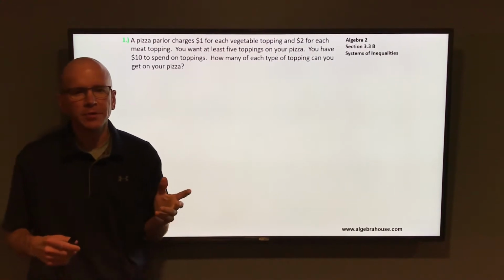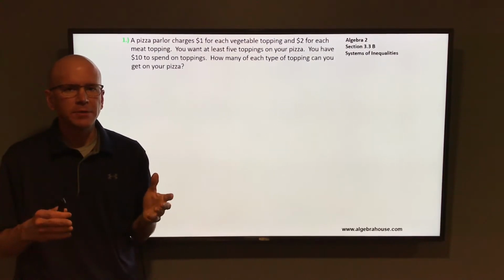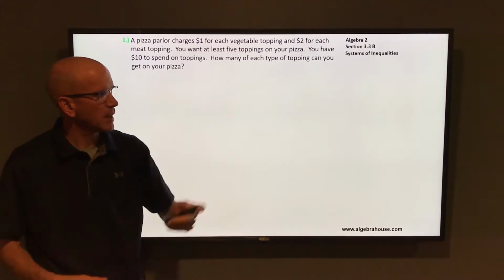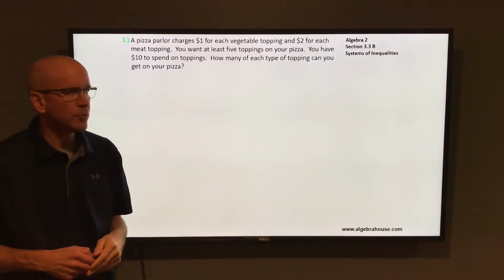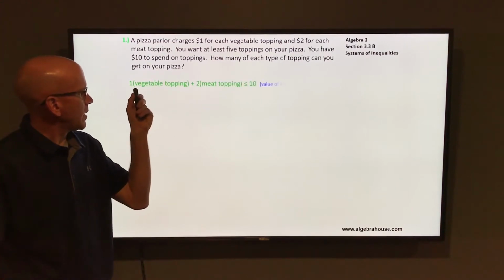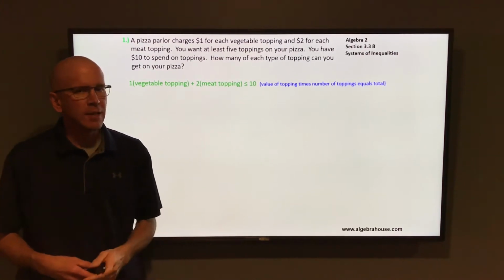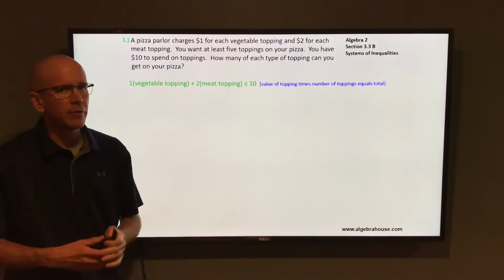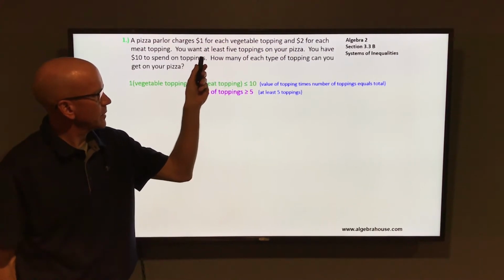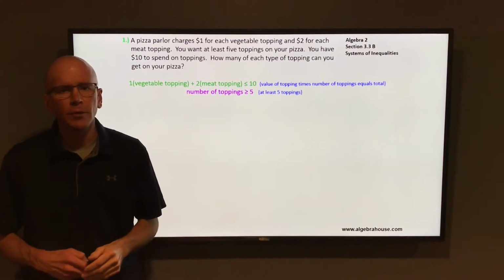So what we're going to do here is set up a system of inequalities, solve that system of inequalities, see where those two inequalities overlap, and that's going to give us the amount of toppings that you can have on your pizza given these restraints. It's $1 for vegetable topping, $2 for meat topping. Altogether, that needs to be less than or equal to this $10. Also, it says you want at least 5 toppings on your pizza, so the number of toppings needs to be greater than or equal to 5.